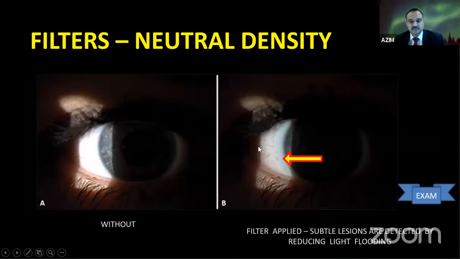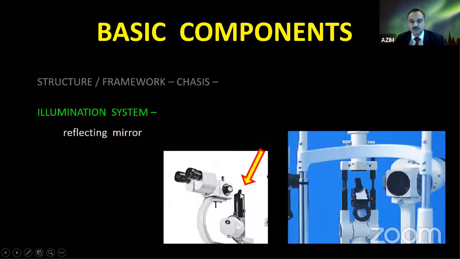We do have neutral density filters. For example, here, if you see the light is flooded, when you use this filter, subtle changes like the vessels can be picked up better. So neutral density is used to decrease the amount of light so the patient is comfortable and also to pick up subtle changes. The reflecting mirrors are the ones which direct the light from the lamp into the patient's eye.